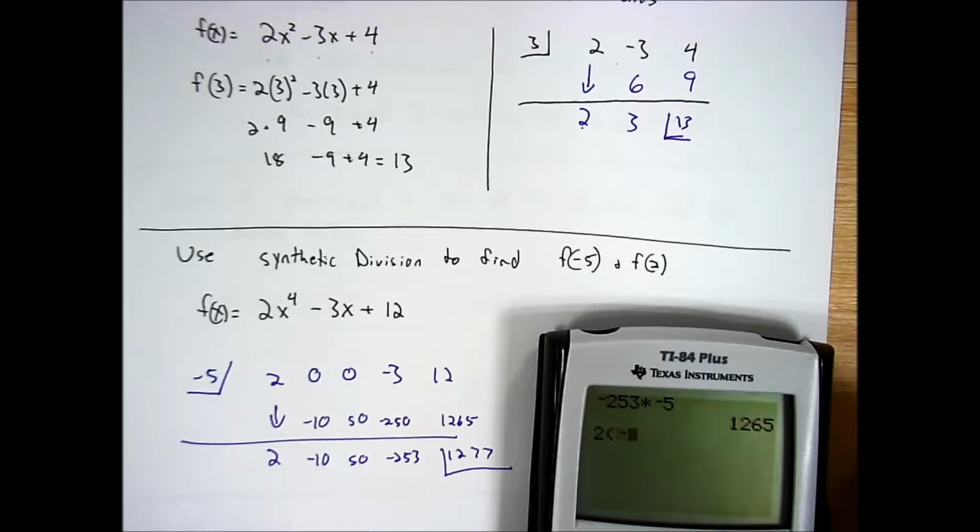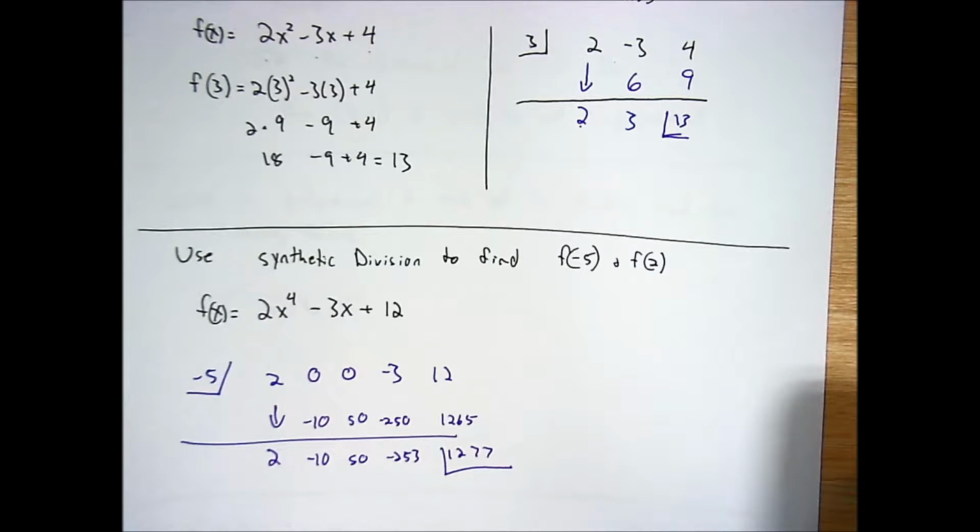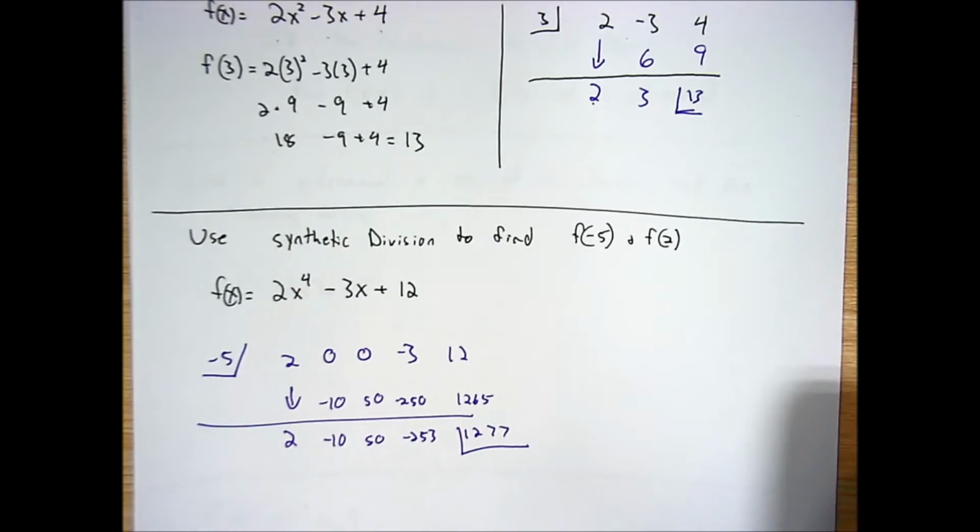Let's check: 2 times negative 5 to the 4th minus 3 times negative 5 plus 12. Fingers crossed. Wow, 1,277. Fantastic. Let's try it again here with 2.